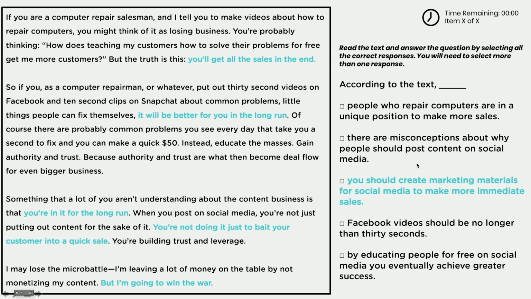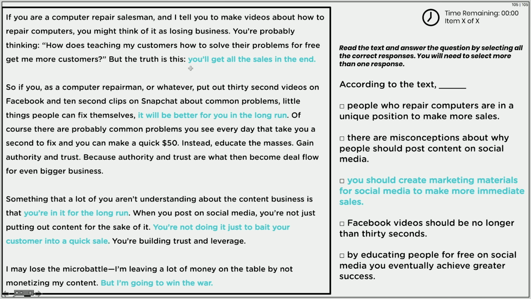Next one says, you should create marketing materials for social media to make more immediate sales. Okay, this is in direct contradiction with a lot of information in the text. You'll get the sales in the end. It will be better for you in the long run. You're in it for the long run. You're not doing it just to bait your customer into a quick sale.